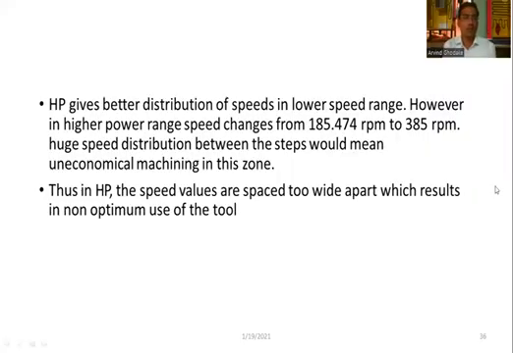So from the harmonic progression, it is clear that harmonic progression gives better distribution of the speed in the lower speed range. However, in the higher speed range, the speeds range from 185 to 385. So a huge speed distribution between the steps would mean uneconomical machining in this zone. Thus in harmonic progression, the speed values are spaced too wide apart, which results in non-optimum use of the tool.